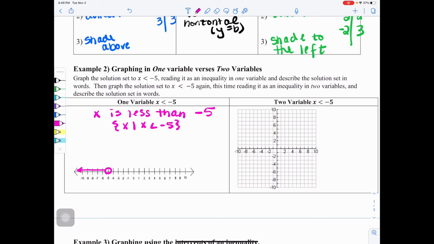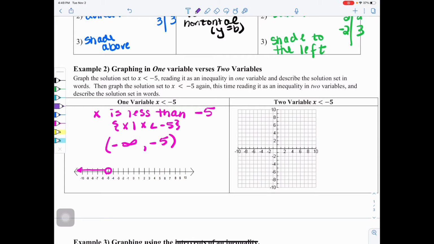Okay. If we wanted to review interval notation with this, we have two numbers. -5 is actually our higher number, so that goes on the right. It's going towards negative infinity. Negative infinity or positive infinity is never included. And then -5 on the right is not included either, so those are open brackets.